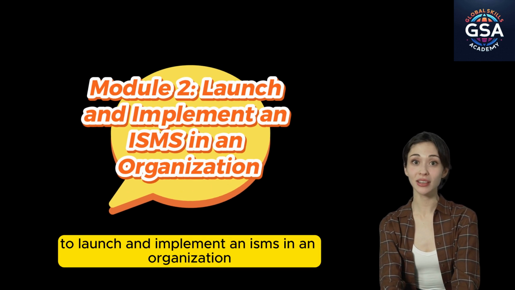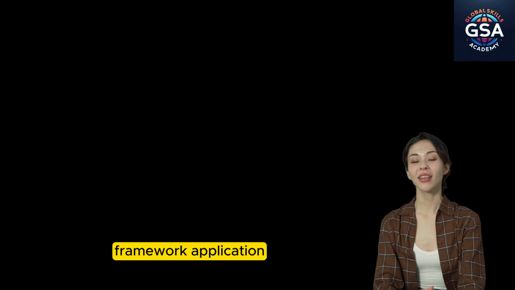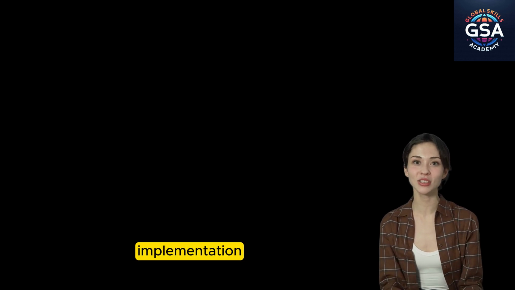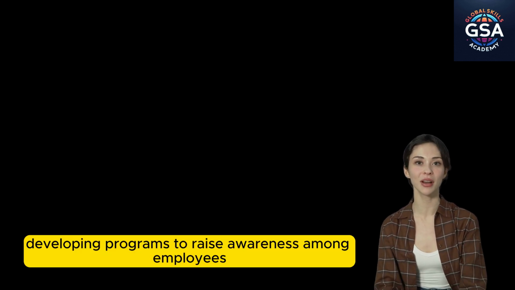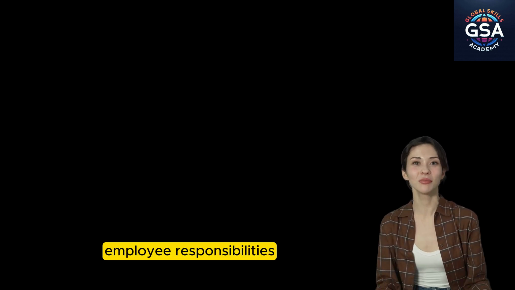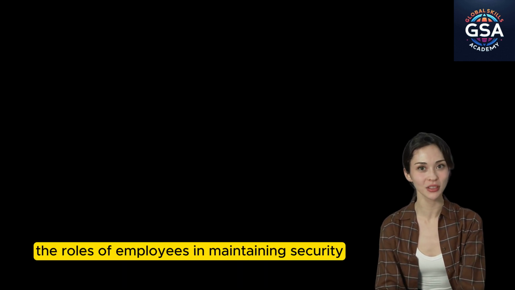Module 2, launch and implement an ISMS in an organization. Framework application, how to apply relevant frameworks for ISMS. Procedures and controls, establishing necessary procedures and controls. Implementation, steps for implementing controls effectively. Training and awareness, developing programs to raise awareness among employees. Management's role, understanding the responsibilities of management in ISMS. Employee responsibilities, clarifying the roles of employees in maintaining security.